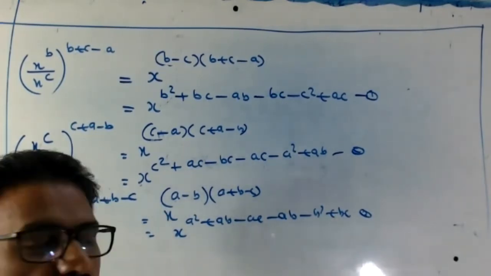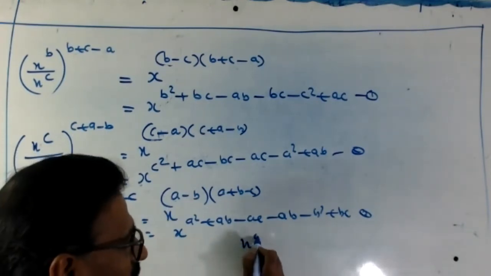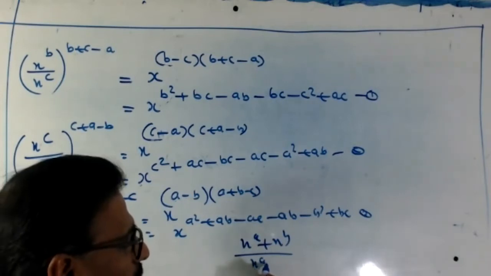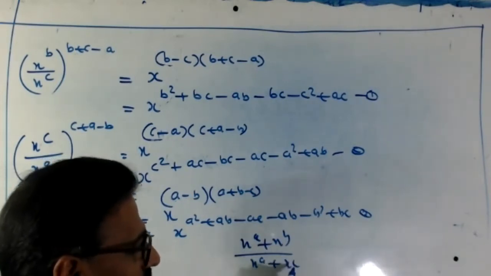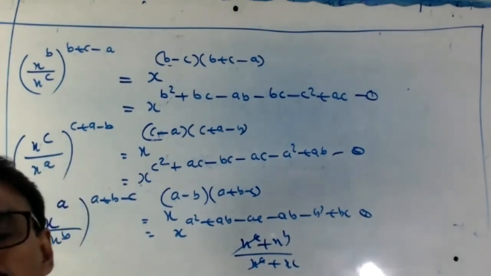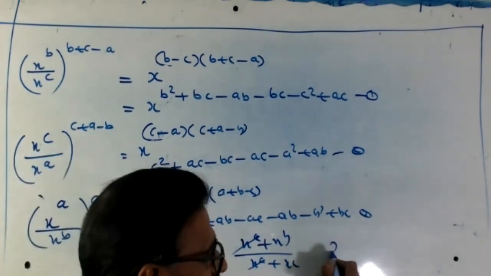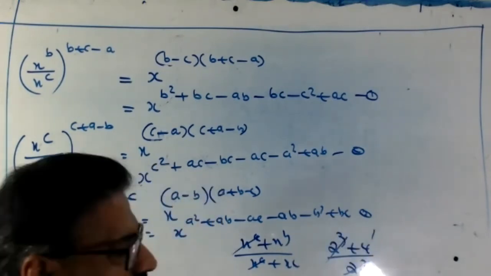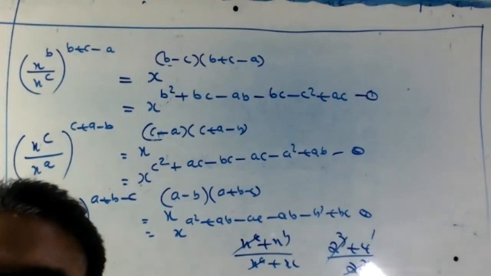Clear now? The question like this: x raised to a plus x raised to b divided by x raised to a plus something x raised to c. We cannot cancel like this. We cannot cancel that way. Like 2 raised to 3 plus 4 raised to 1 divided by 2 cube. We cannot cancel like this. This is against the law. Okay.